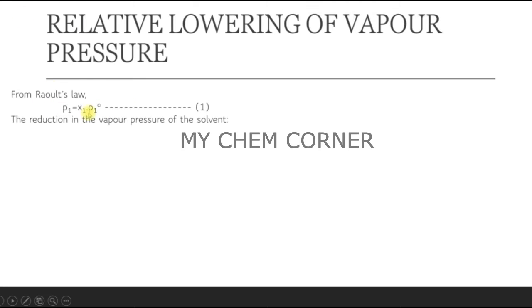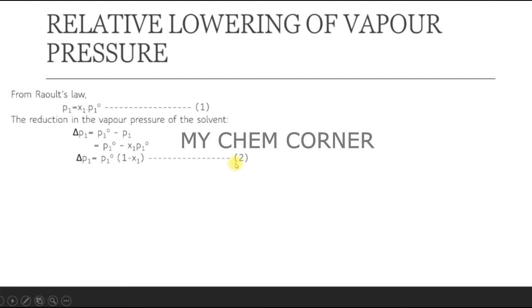As per Raoult's law, we've come across this particular formula: P1 is equal to x1 into P1 naught, which you're going to mark as equation number 1. Now, as per the topic, reduction in the vapor pressure of a solvent is nothing but a difference in the pressure. So delta P1, the reduction in the vapor pressure of the solvent, is equal to P1 naught minus P1. We know the value of P1 is given in equation 1, so we substitute it: P1 naught minus x1 into P1 naught. Now we can take the common term out, which gives P1 naught into (1 minus x1).